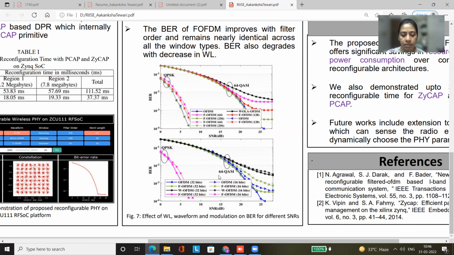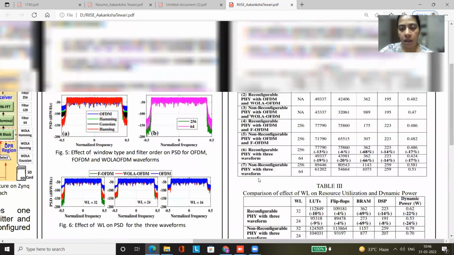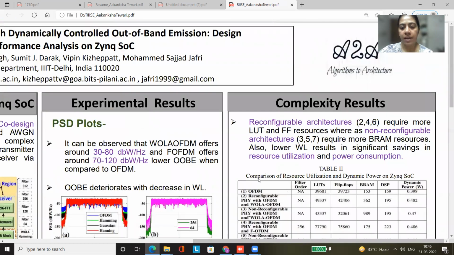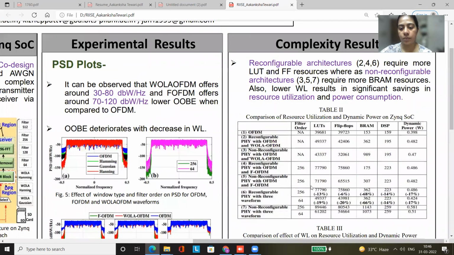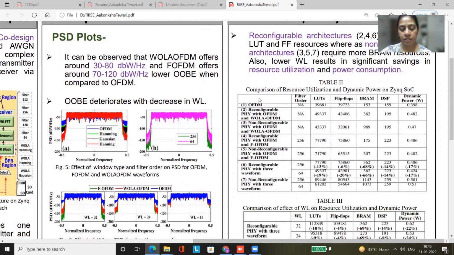The second plot is a comparison of word length for different waveforms. So we can see that as the word length is increased, the bit error rate decreases for all the waveforms. Now, we analyze the complexity of a design in terms of resource utilization and power consumption for different architectures. Considering the OFDM architecture, simple OFDM, we see that it has the least resource utilization and power consumption.